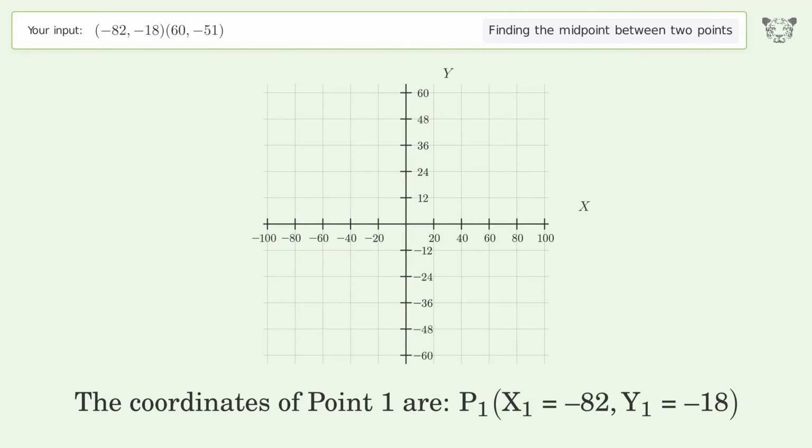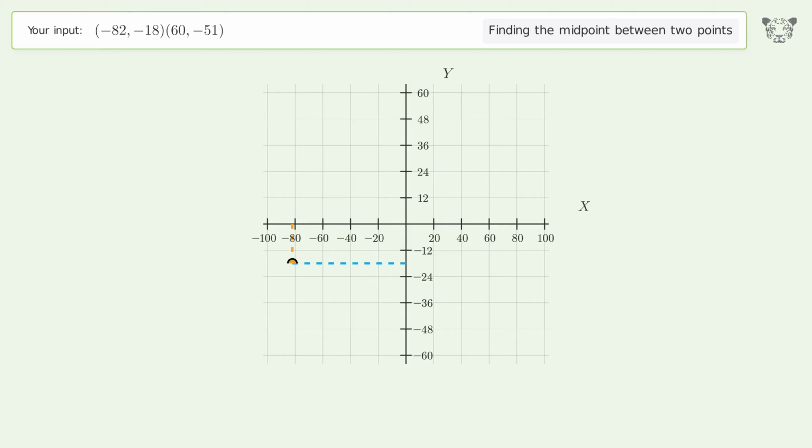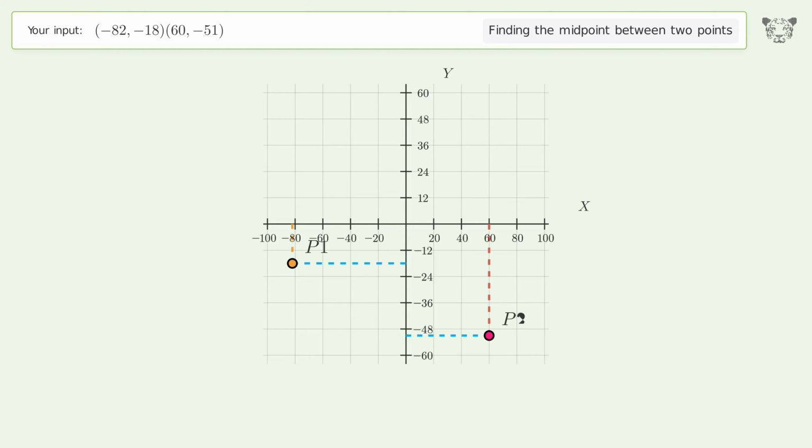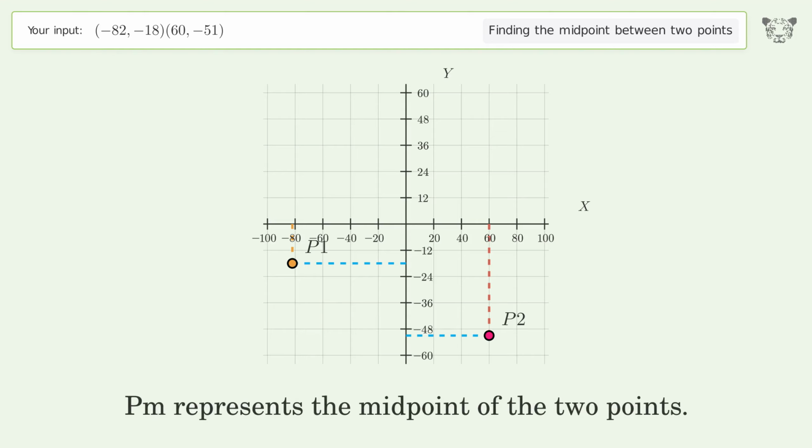The coordinates of point 1 are, x1 equals -82, y1 equals -18. The coordinates of point 2 are, x2 equals 60, y2 equals -51. PM represents the midpoint of the 2 points.